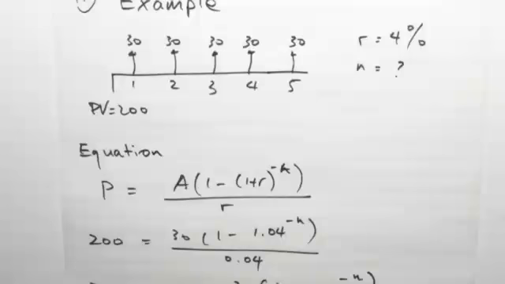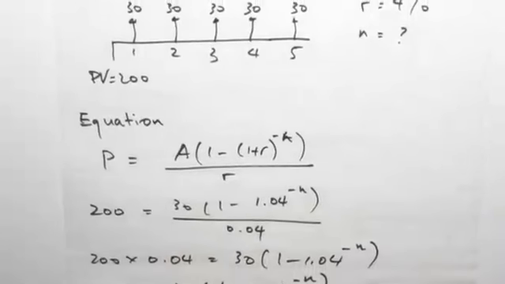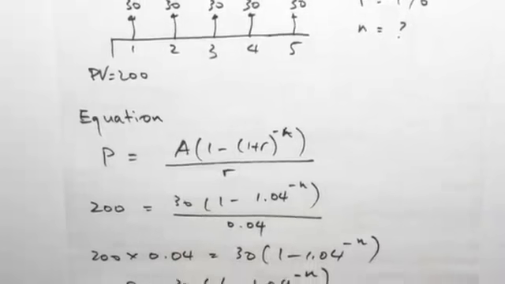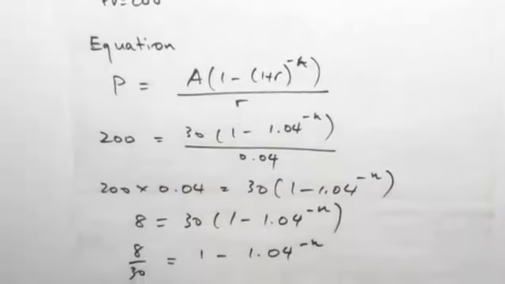We simply put in all the necessary values and rearrange and solve for N. The first thing we do is multiply both sides by 0.04 to get rid of the fraction on the right hand side. Then we simplify a little further and divide both sides by 30, and we get 8/30 = 1 - 1.04^-N.